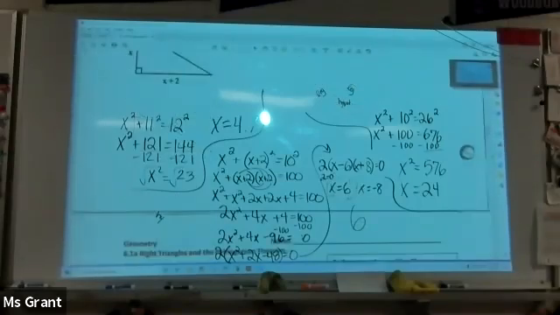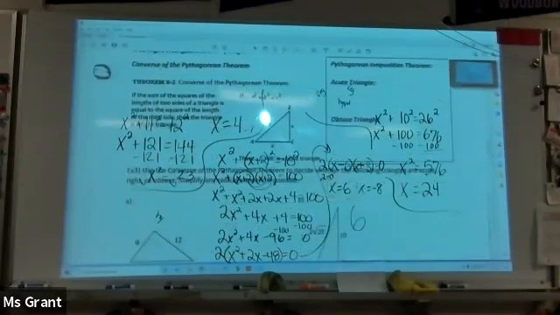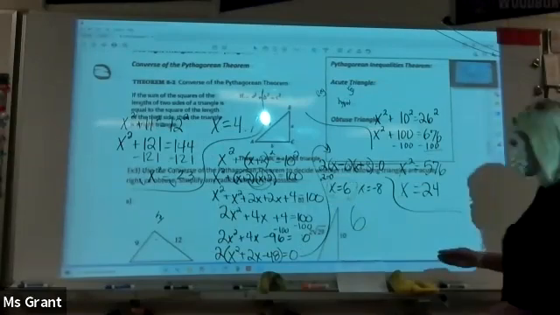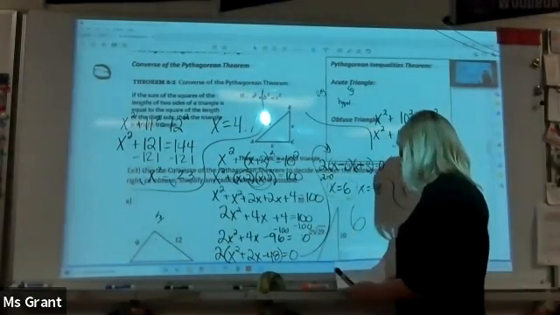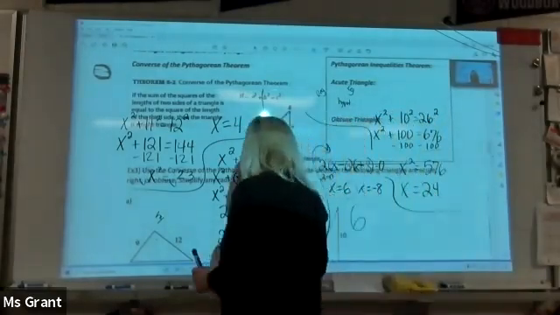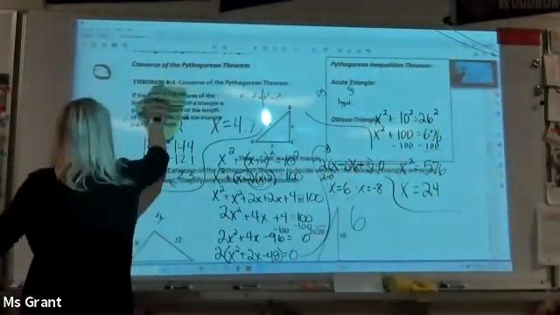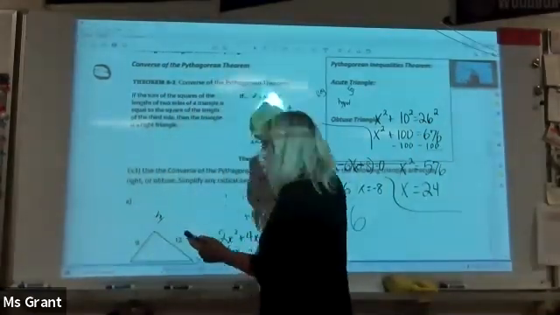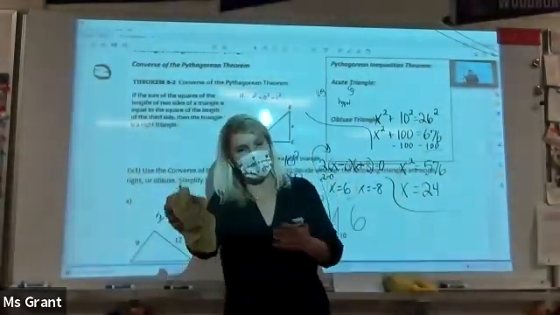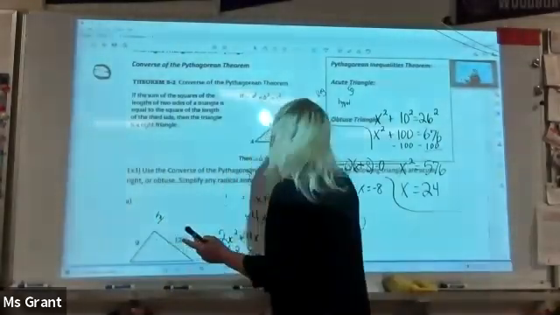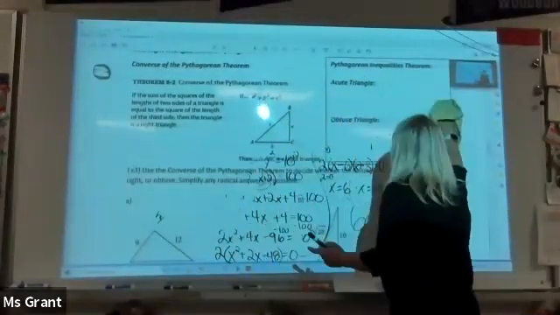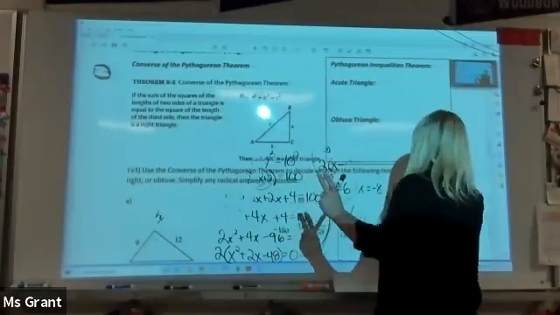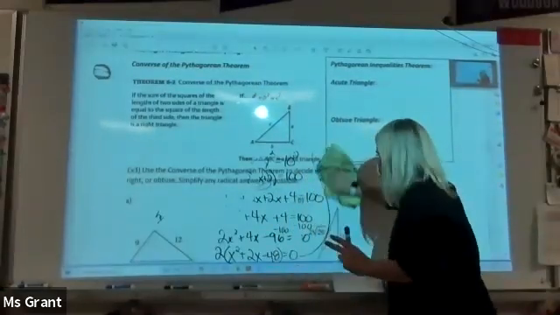Now, the next topic we're talking about talks about a converse. And this is going to tell me if it's a right triangle, because, you know, if it's a right triangle, the left side equals the right side. If it's not a right triangle, I have two other options. An obtuse triangle.